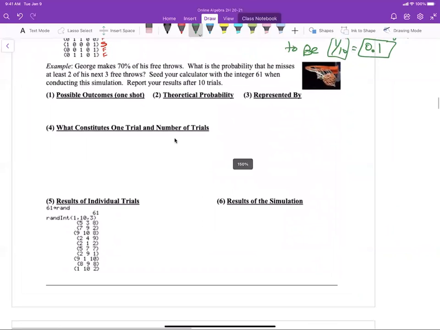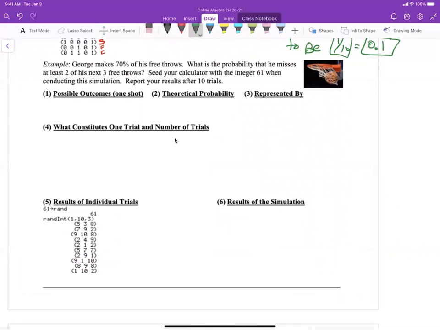George makes 70% of his free throws, so he makes 7 out of 10. What is the probability that he misses at least 2 of his next free throws? Okay, seed your calculator with the integer 61 when conducting the simulation. All right, possible outcomes for his shot.